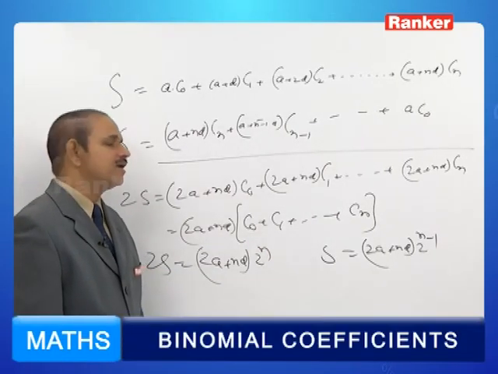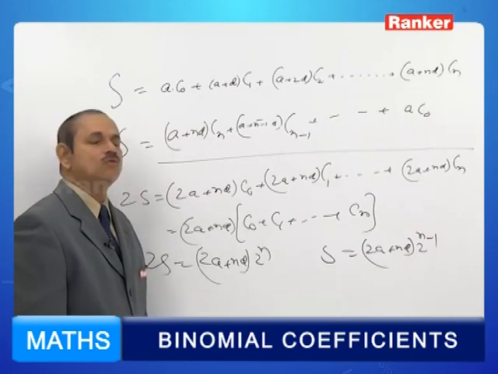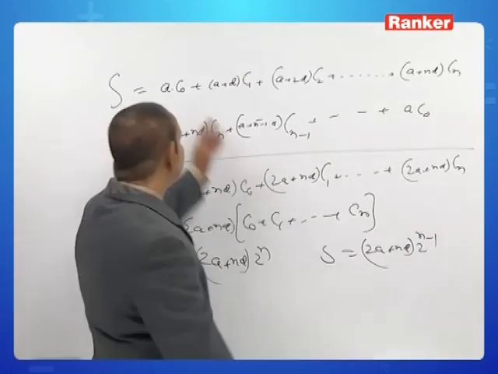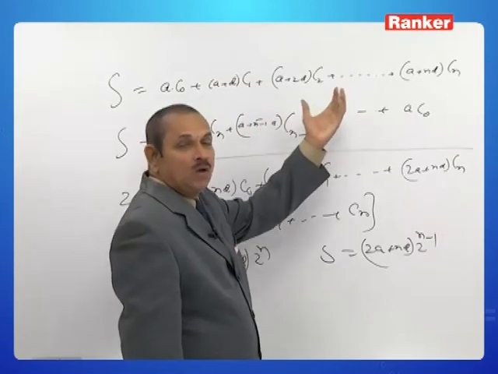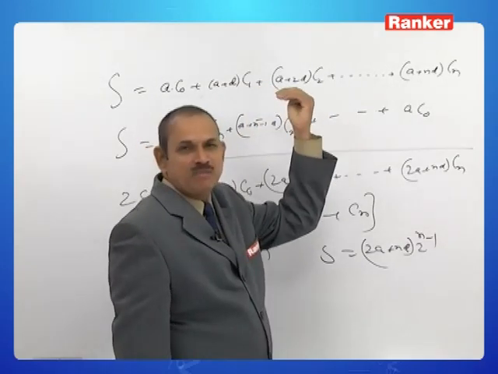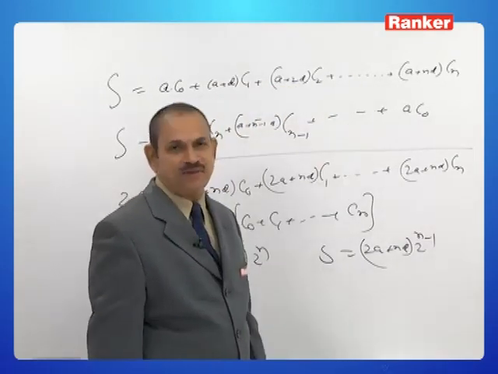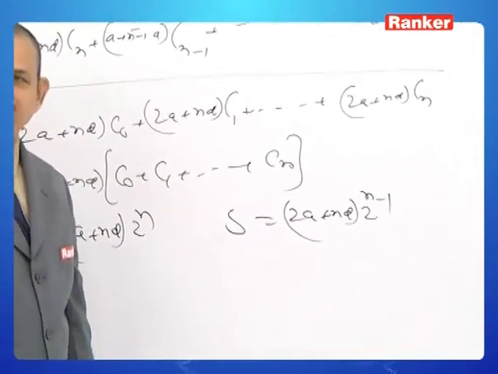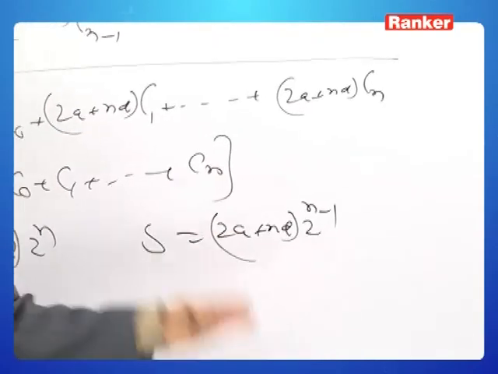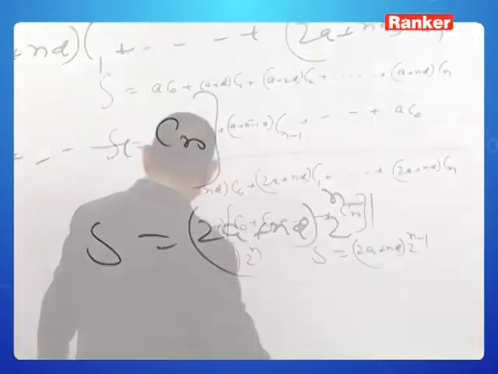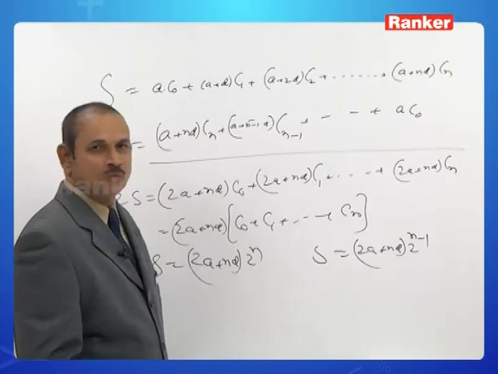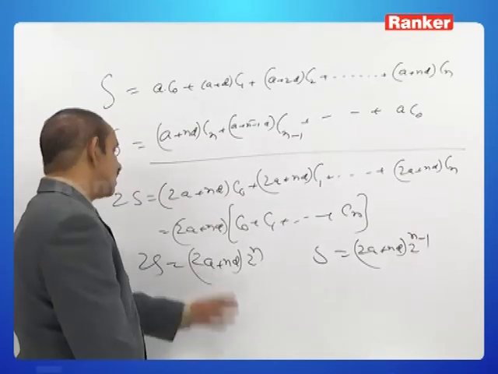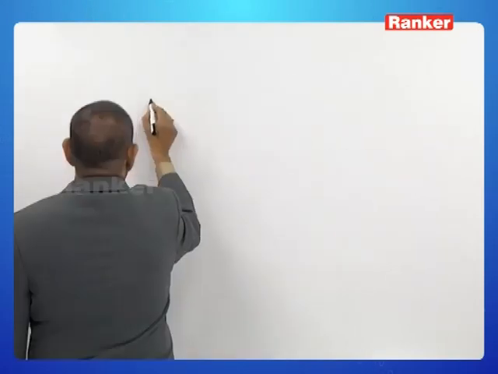That's it. You look at that, how simple it is. And in order to use this result, you must be able to observe that all the coefficients which lie beside the binomial coefficients form an AP. Then the answer will be 2A plus ND into 2 power n minus 1. Yes, you could have seen. Let us observe one illustration for this standard result.